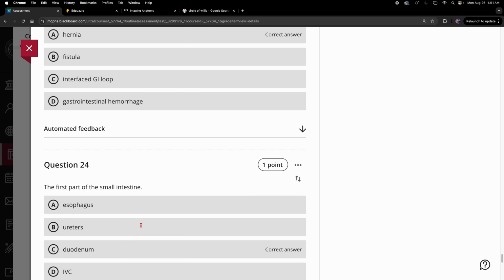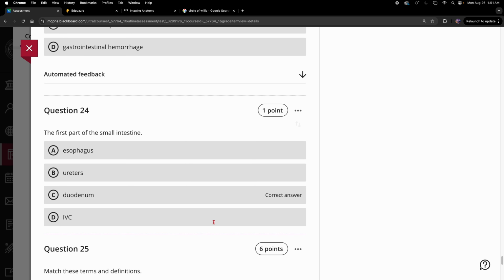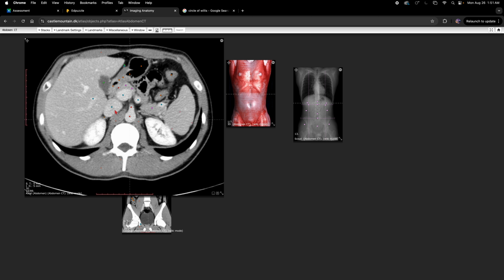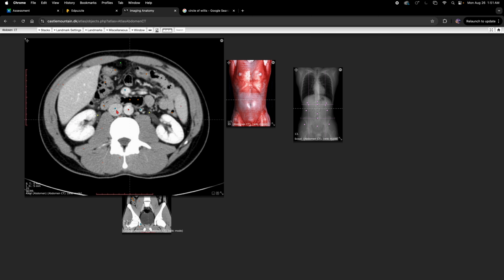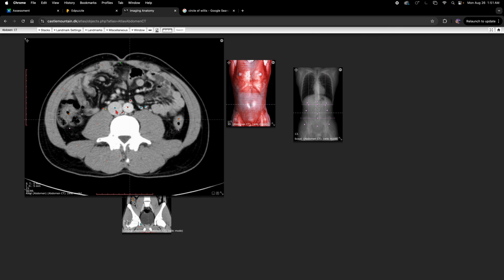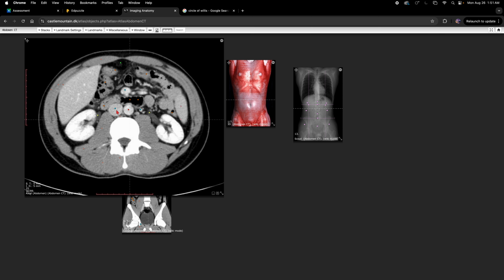24, the first part of the small intestines, by now we should know this, the duodenum. The rest of these do not pertain to the small intestines. IVC just means inferior vena cava. We can see that here. Here, you can see it there. The inferior vena cava, by the way, returns blood from everywhere below the heart, right? And the superior vena cava, as the name suggests, would be above the heart. It returns blood to the heart from everything above the heart, right?